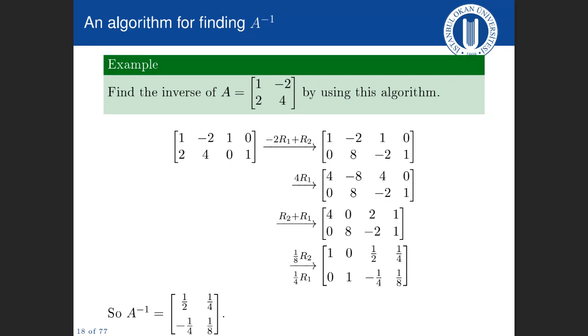Find the inverse of the matrix 1, minus 2, 2, 4 by using this algorithm. So we do the same thing. We start with our matrix A and we write that on the left, and we write the identity matrix on the right, and then we row reduce this. And we keep going until we have I on the left, and then the matrix on the right, the 2 by 2 matrix in this example, must be A inverse. So then we can read off A inverse is a half, a quarter, minus a quarter, 1/8.